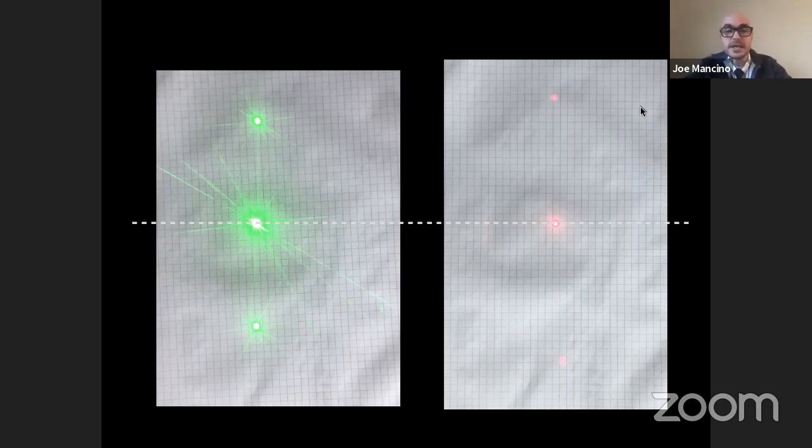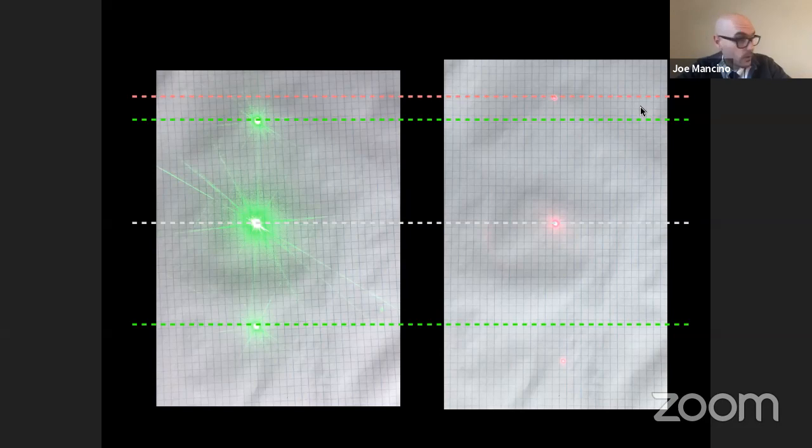What I'd like you to notice is that the green laser spreads out that much before the first two dots. But the red laser spreads out more for its dots. The red laser spreads out more because it has a longer wavelength.